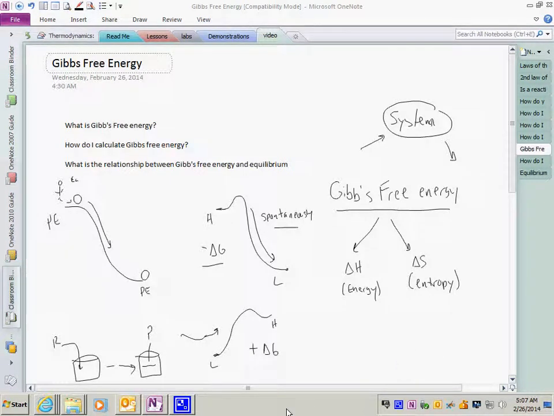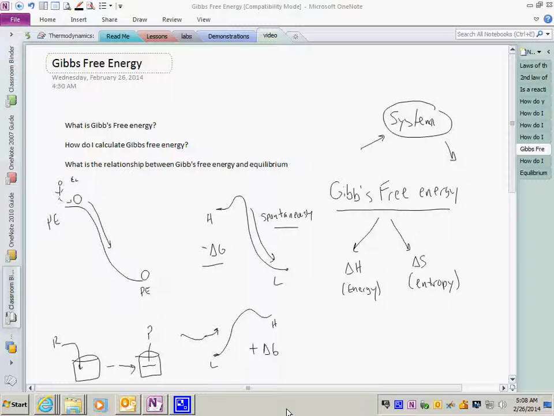Going to put together a little video here on Gibbs free energy. A couple of questions that will be highlighted here: What is Gibbs free energy? How do I calculate Gibbs free energy? And what is the relationship between Gibbs free energy and equilibrium?